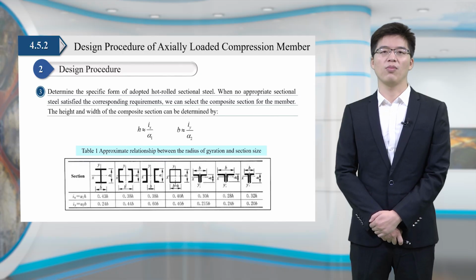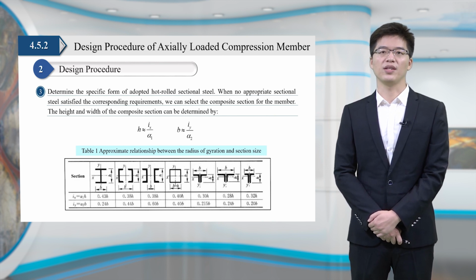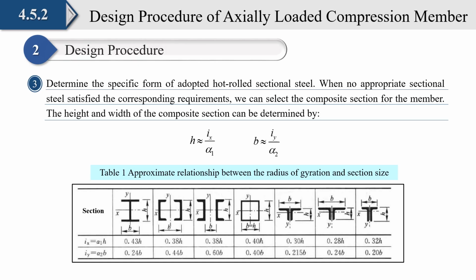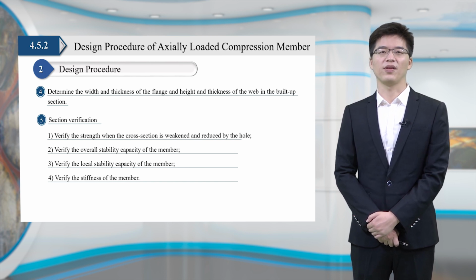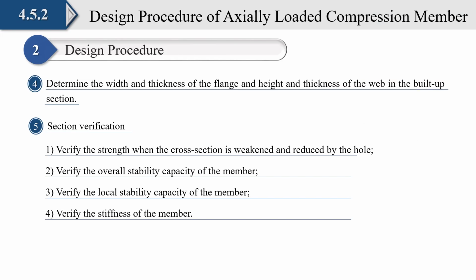When there is no appropriate type of sectional steel satisfying the corresponding requirements, we can select the welded build-up section for the member. The height and the width of the build-up section can be determined according to the approximate relationship between the radius of gyration and the section size. Fourth, according to the area A, determine the width and the thickness of the flange, and the height and the thickness of the web. Fifth, conduct verification of the determined cross-section.